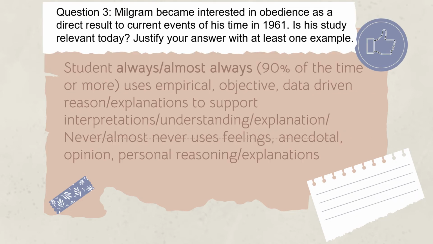Okay, and question number 3, we're coming into the final end here. Milgram became interested in obedience as a direct result of the current events of his time. Is his study relevant today? Justify your answer with at least one example.